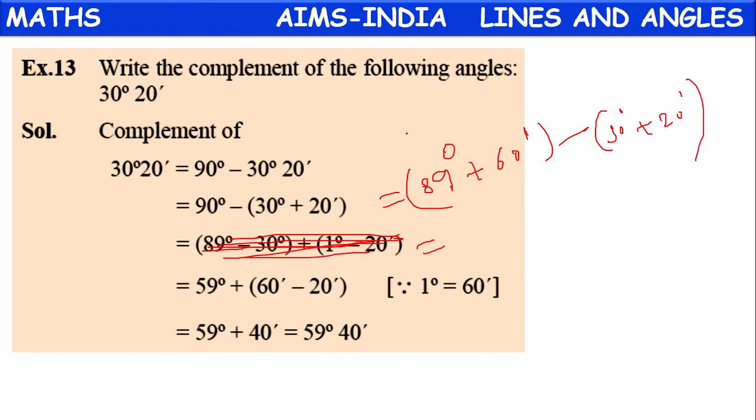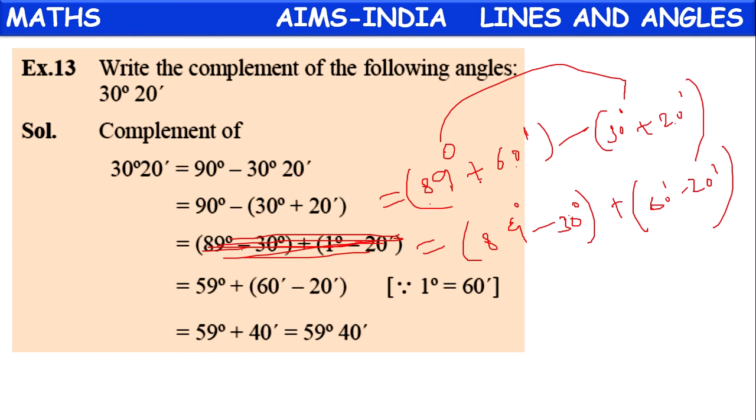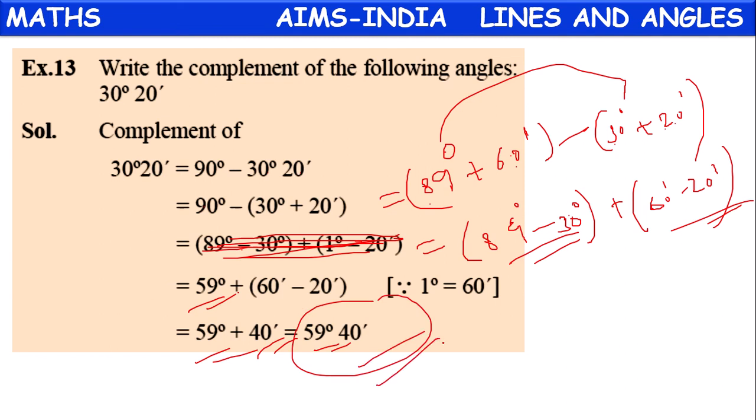So from degrees, we minus 89 degrees minus 30 degrees, and 60 minutes minus 20 minutes. From degrees we can subtract, from minutes we can subtract. 89 minus 30, 59 degrees. 60 minus 20, 40 minutes. So 59 degrees 40 minutes. This is the complement.